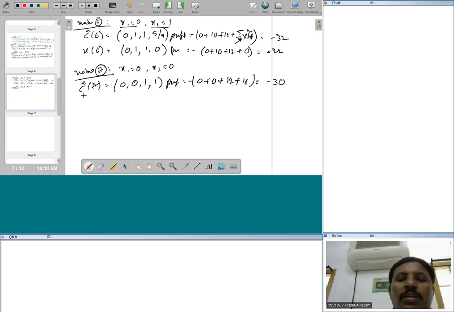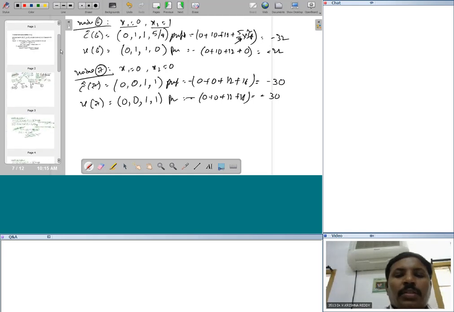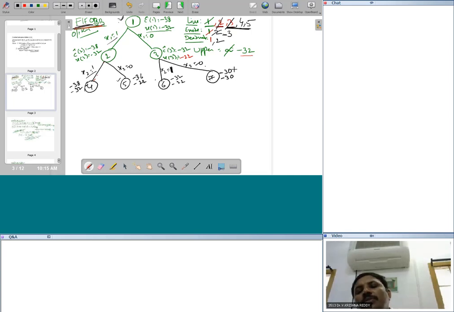Next, similarly U of 7. So the first two objects are rejected. Next object is 6, next object is 9, total 15, with the profit of minus of 0 plus 0 plus 12 plus 18, which is nothing but minus 30. Okay, so minus 32, minus 22, minus 30, minus 30. Please remember, the first value is the C cap value, the next value is the U of X value.